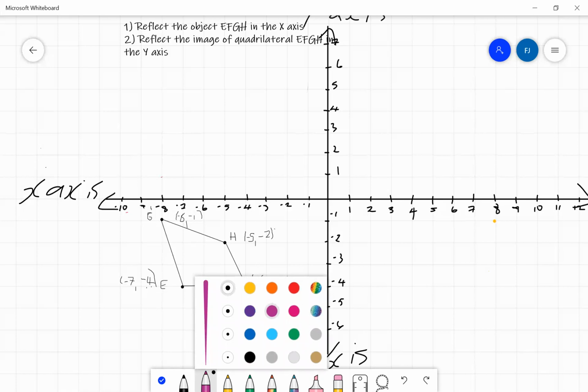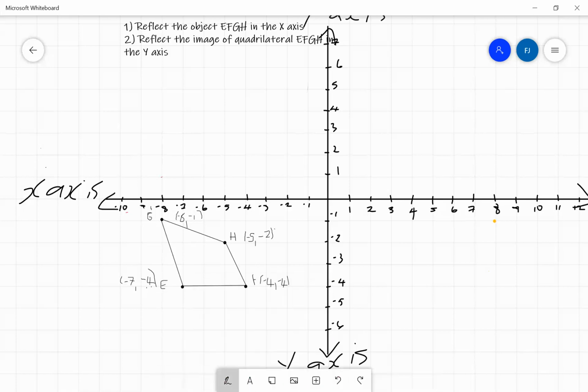So, point G can be seen to be 1 unit away from the x-axis. That is, this is the x-axis, this is point G. From point G to the x-axis is 1 unit. We would therefore go 1 unit in the opposite direction to obtain G prime. That will take us here.